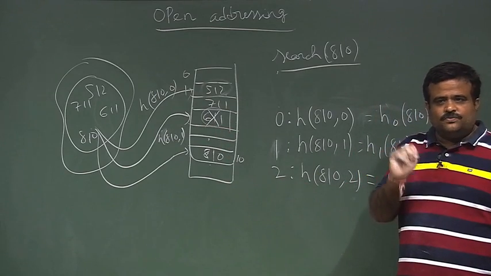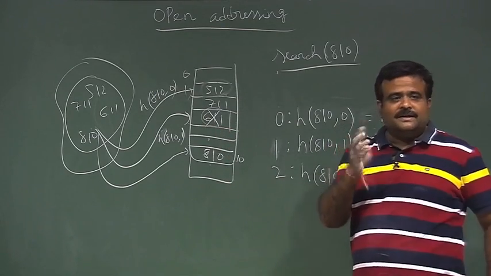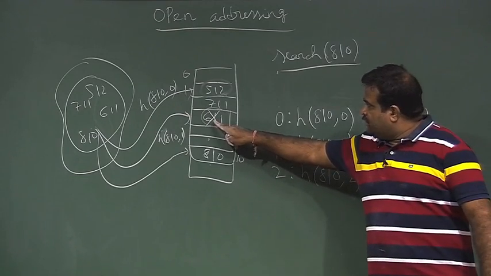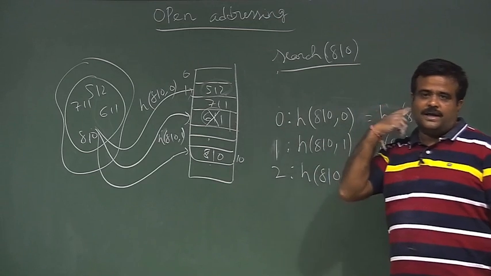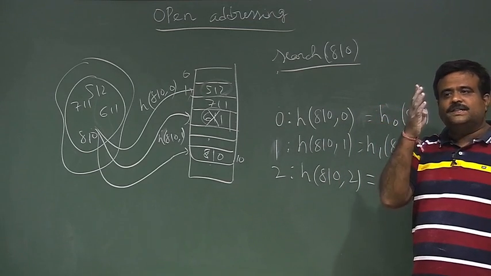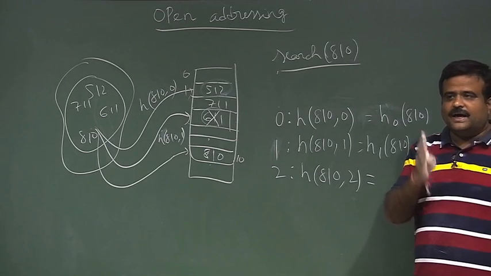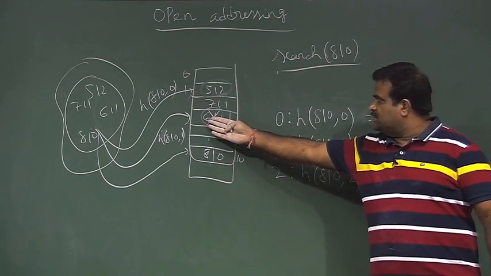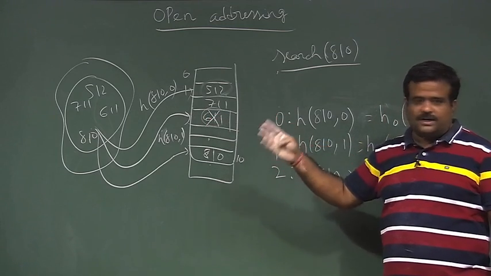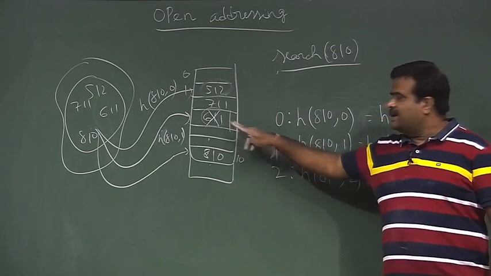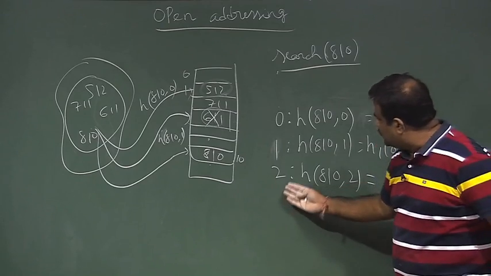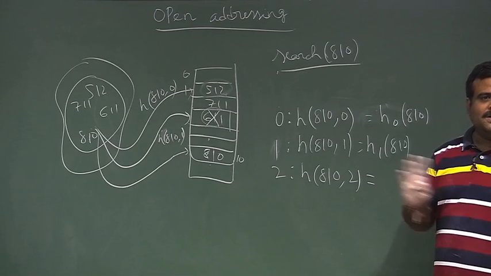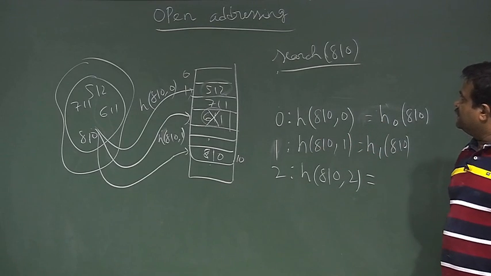So, in deletion we have to take care of this. If we delete somebody, then we have to put a tag over here that this room was not originally empty, somebody was sitting there and it got deleted. Otherwise, we cannot find 810. If we found this is empty, then we stop, but it is not the correct one. So, if we see this bit is 1, that means somebody was there, then we go for the next probe and we will find 810. So, one has to be careful in the deletion.